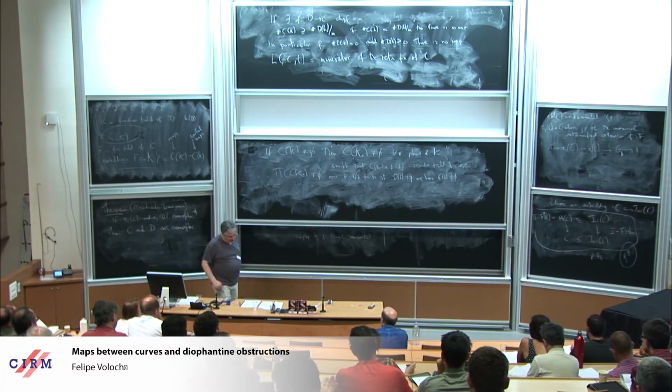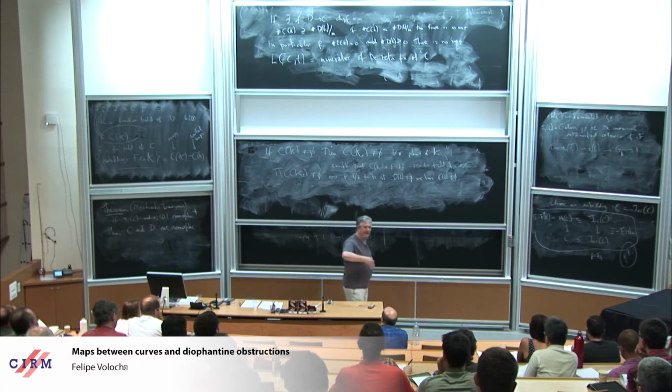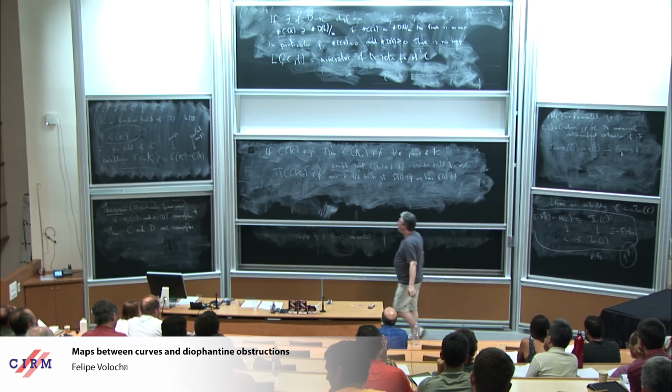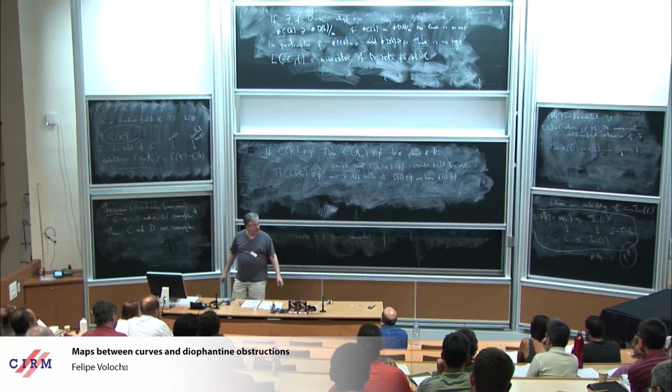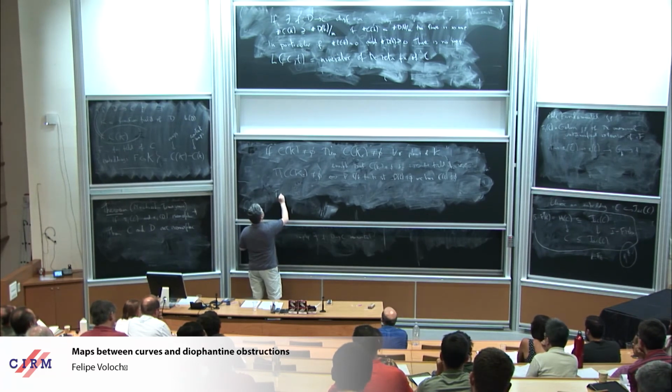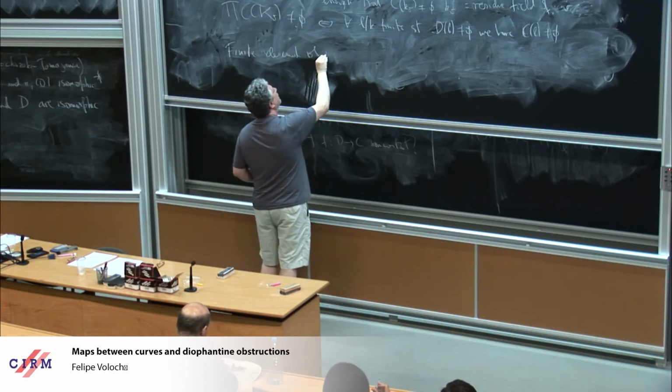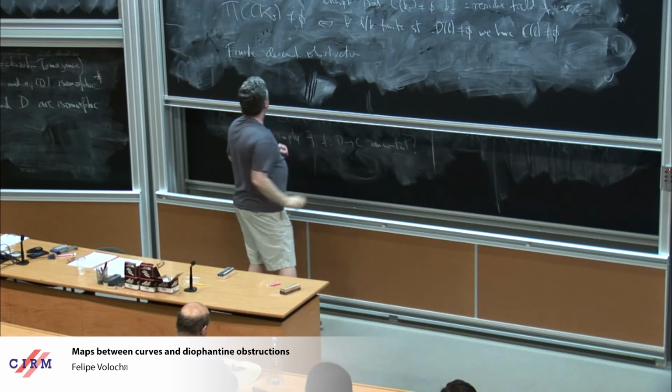It has become a thing these days in number theory to look at refinements of the Hasse principle. And one refinement of the Hasse principle is the finite descent obstruction. So I want to talk about finite descent obstructions. And so how does this work?